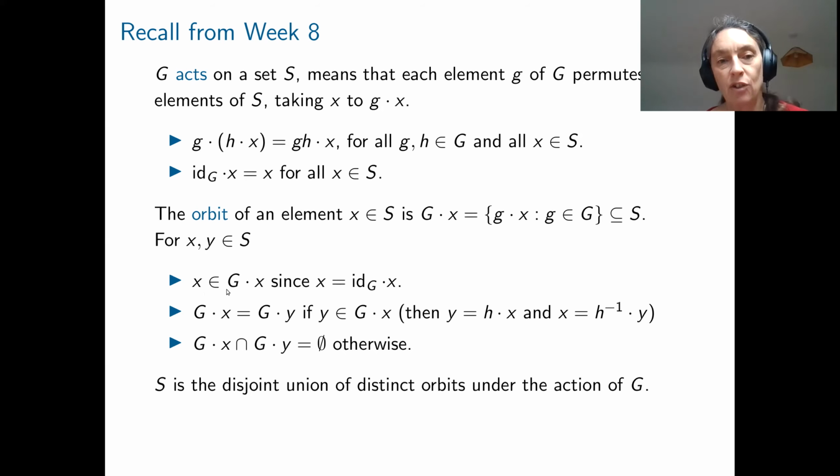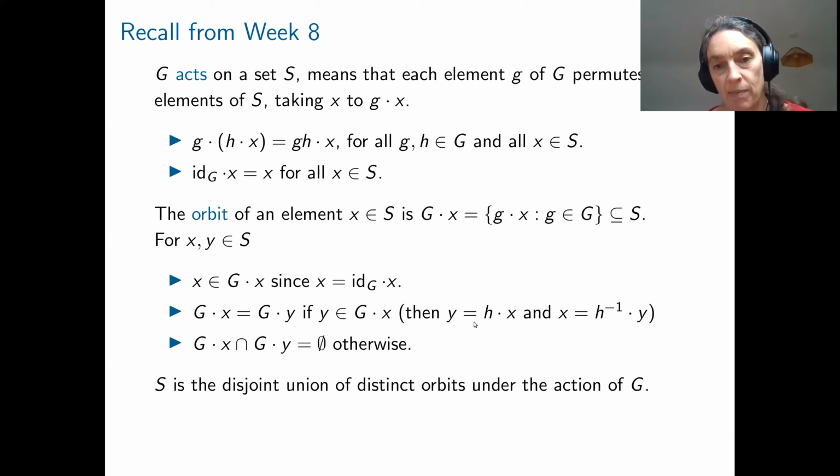Second observation, if we take two elements X and Y of S, we might ask ourselves, how do their orbits resemble each other? If they're both subsets of S, what can we say about them? Well, the first observation is if Y happens to be in the orbit of X, which means that there's some group element H that when you hit X with H, you get Y. If that happens, then X is in the orbit of Y as well, because you can hit Y with H inverse and get X. So in that case, the orbits of Y and X are actually going to be the same set.